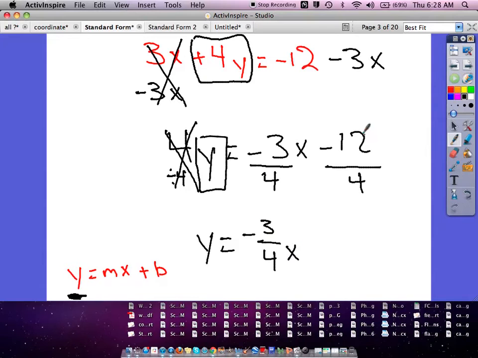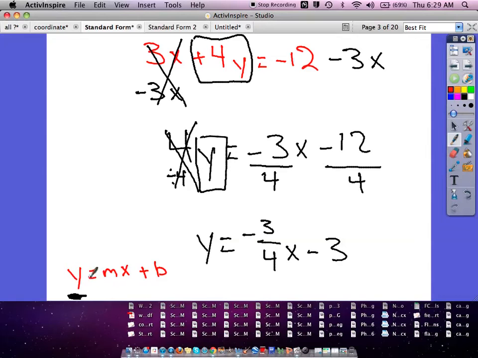X. And then over here, let's divide this one out so we know where we need to start at, because this is the y-intercept part of it. Negative 12 divided by 4 is negative 3. Now we have an equation that we can work with here. We have all the parts that we needed from this one.